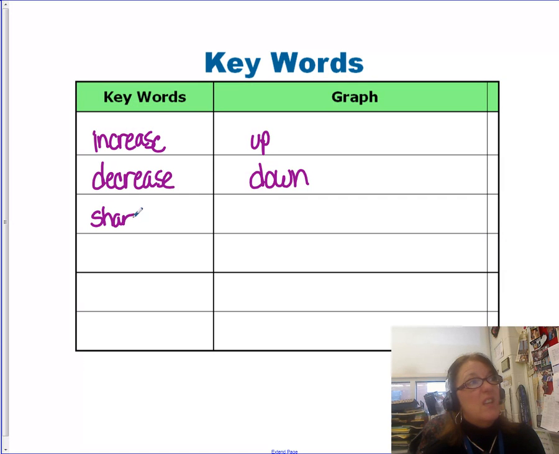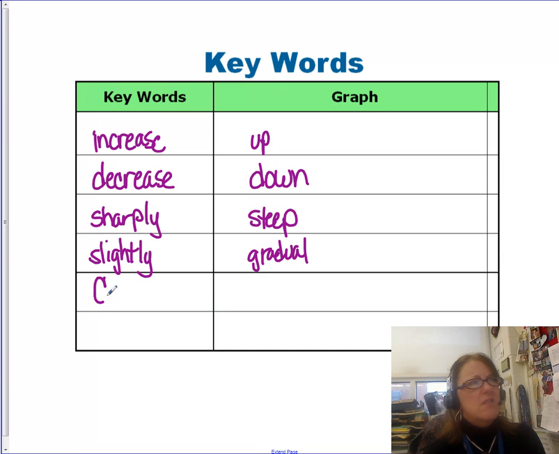Sharply. So when we said things were happening sharply, that was more steep on your graph. When it used the word slightly, that to me implies either a slight increase or decrease, that it's a little more gradual, not steep.